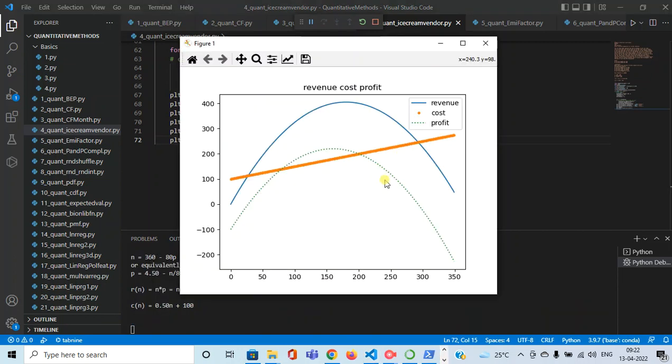See, this is the standard revenue, cost, and profit functions plotted against the number of cones. You can analyze it during your spare time. I'm giving this program in the resources section.